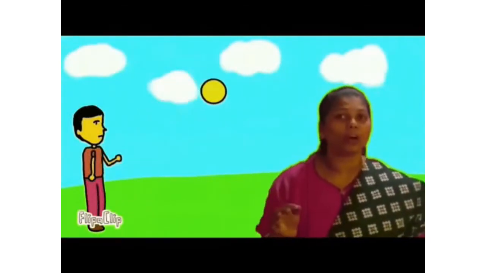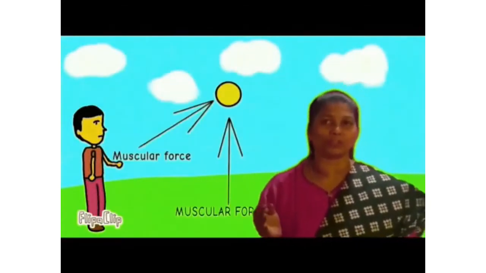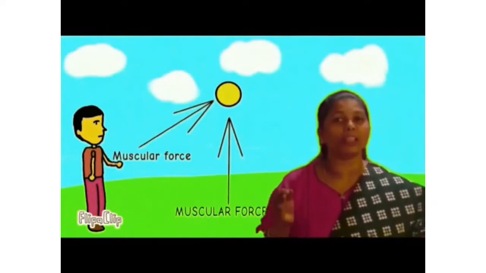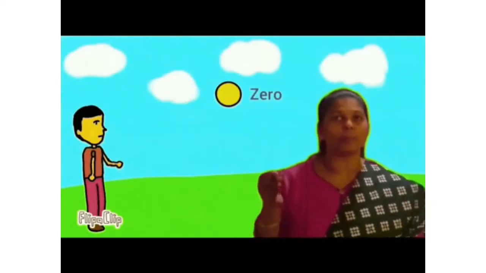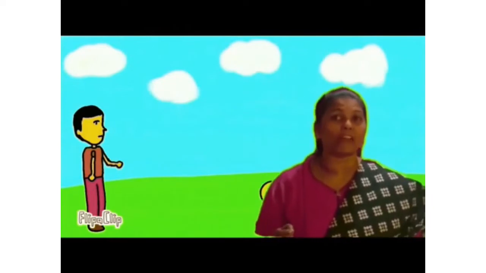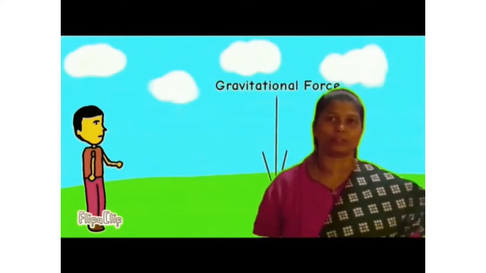Students, you know that when we throw a ball upwards, the ball moves in the upward direction due to the muscular force. After some time, when the muscular force becomes zero, the ball moves downwards due to the gravitational force acting on it. Students, let's do one experiment.